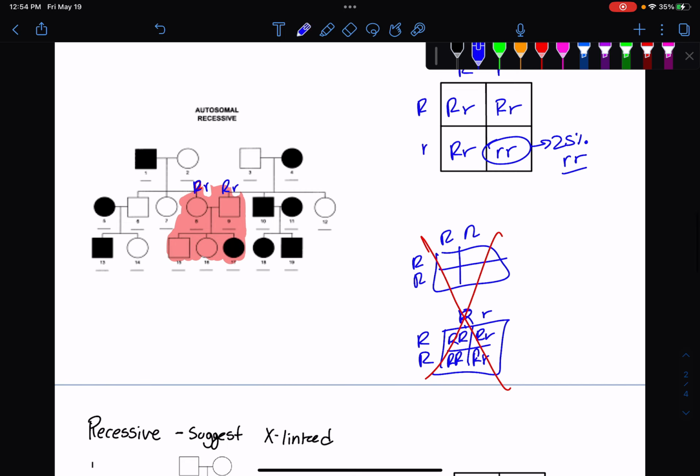Okay? So what's the key to recessive? Skip generation. 2 unaffected parents producing an affected child. That's key to knowing it's recessive.